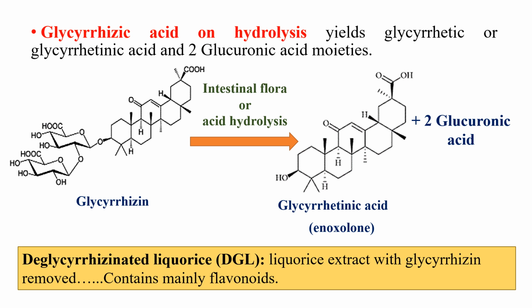Actually, the bioactive part of glycyrrhizin is not the glycoside, because when we digest or administer glycyrrhizin orally, it's hydrolyzed by the action of intestinal flora or the acid in the stomach to afford glycyrrhetinic acid. This is the aglycone moiety, and the 2 molecules of glucuronic acid. This is also called enoxolone. This is the aglycone part, which is the bioactive responsible for most of the pharmacological activities we will discuss later in this presentation after the constituents.